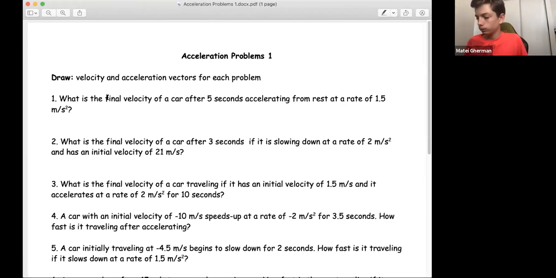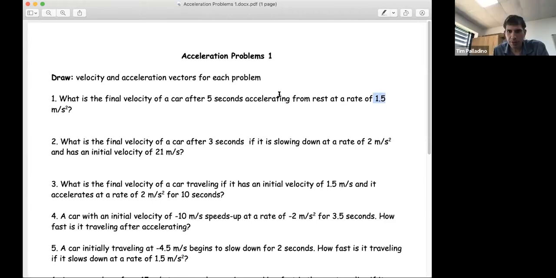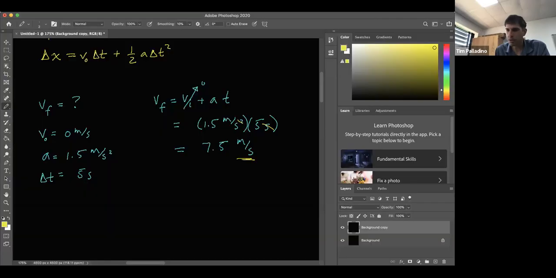Okay. Now, in this case, you see how it said it's accelerating at a rate of 1.5 meters per second squared. Since you're starting from rest, your initial velocity is 0, and in this case it's giving you a positive acceleration.